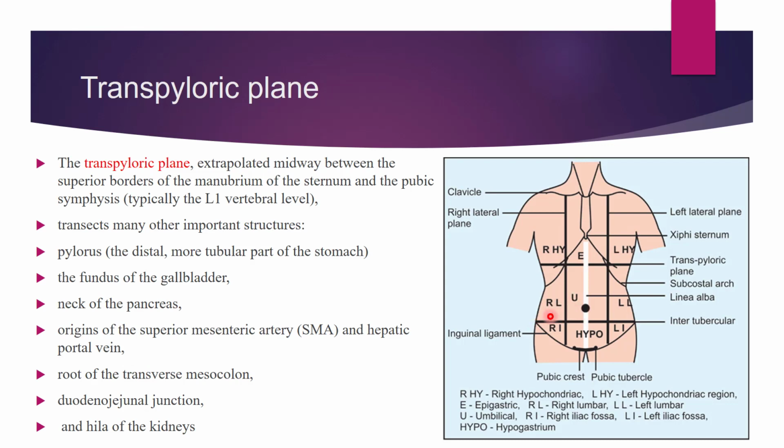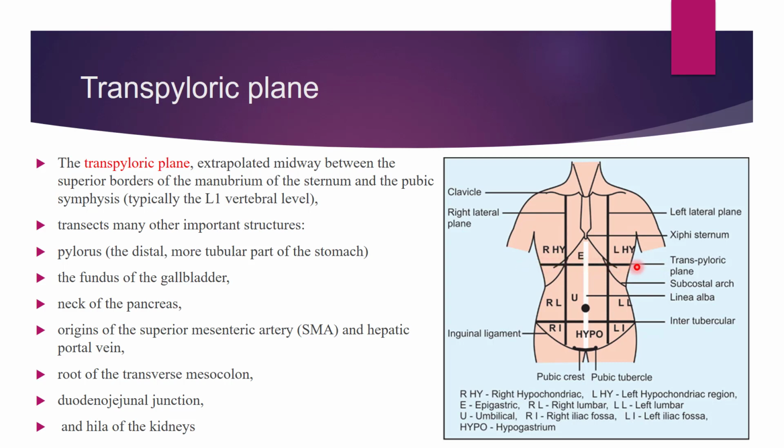Along with the transtubercular plane and the above plane, that was the subcostal plane. See here, this was the subcostal plane, and there was the transtubercular plane, which divided the whole abdomen into 9 regions. But additionally, we are using 2 other planes also. Number 1 is the transpyloric plane.